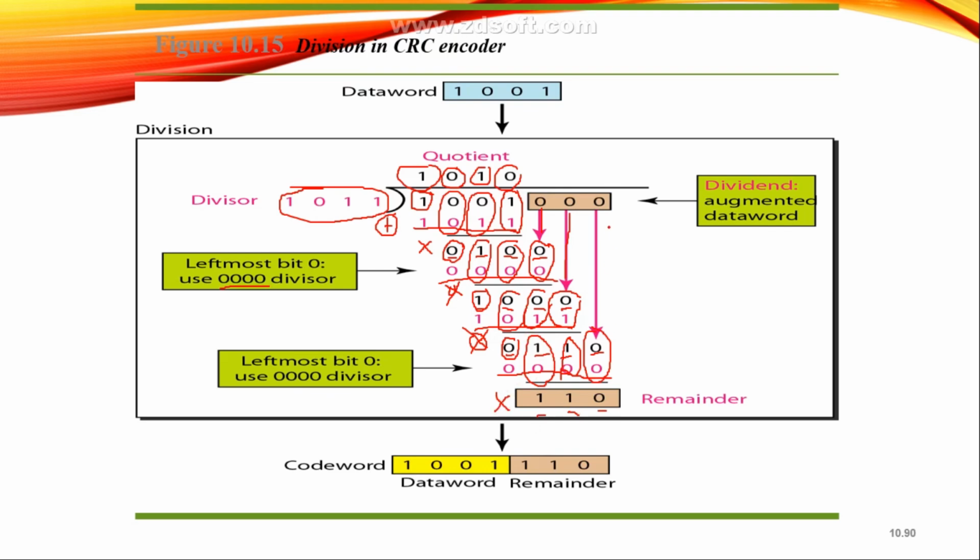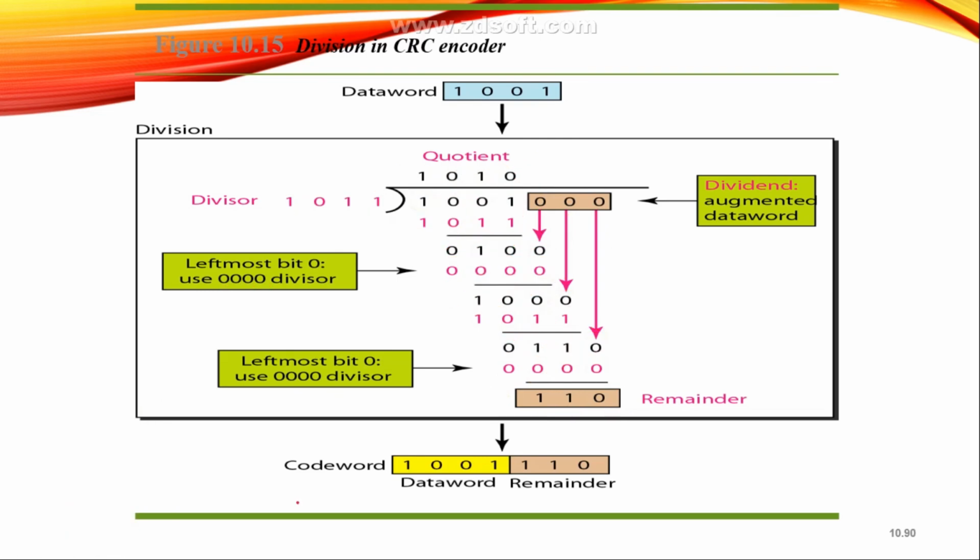So nothing here to pull down, so we are going to stop this division. This is the remainder, that is 110, and we are also going to discard this quotient. We don't use this one. So what remains now is your remainder. What is the remainder? 110. This is nothing but your R0, R1 and R2.